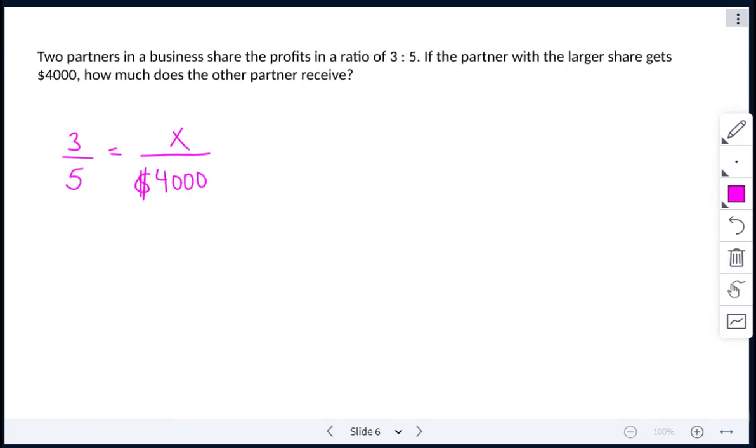For this example, we have set up our ratio. The next step is to cross multiply to solve for x. We multiply the two numbers that are diagonal from each other, so 3 times 4,000, and then we're going to divide by 5. Put that into your calculators, and your answer is $2,400.